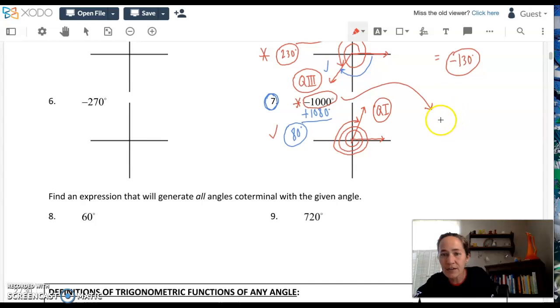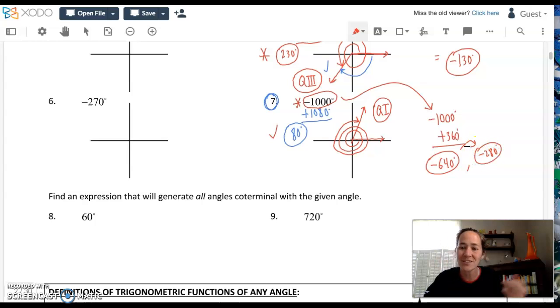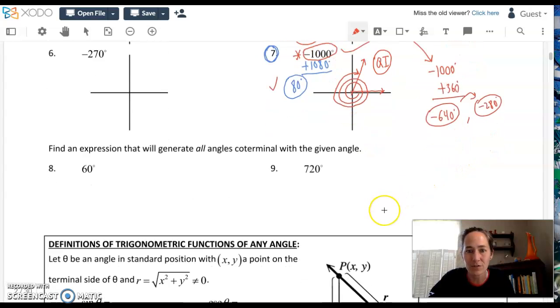You could take negative 1,000, the original, and add 360 to that, and get one other option for a negative coterminal angle. A negative 640 degree angle would be fine. I don't know why you'd need that. Another answer, you could add 360 to this and get a negative 280 before you've gone all the way. So again, just to emphasize, you have a lot of different answers for these questions.